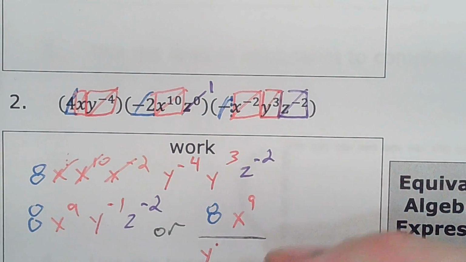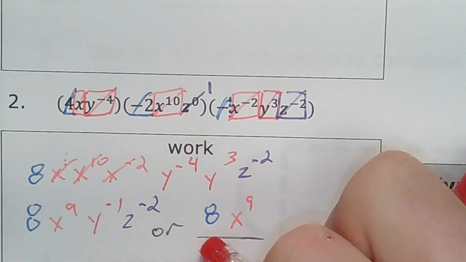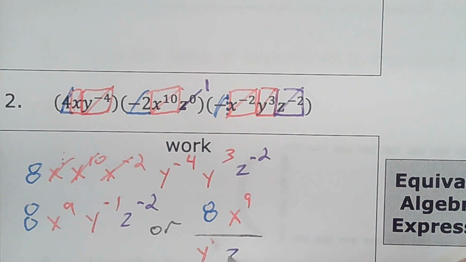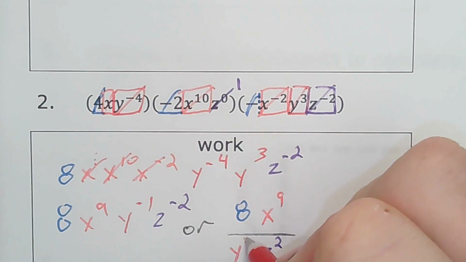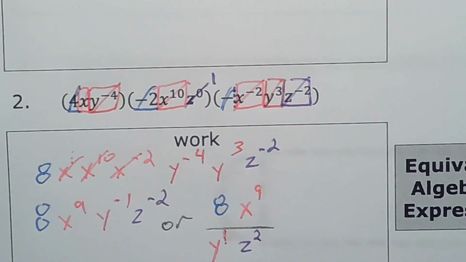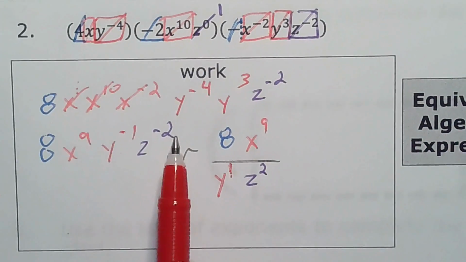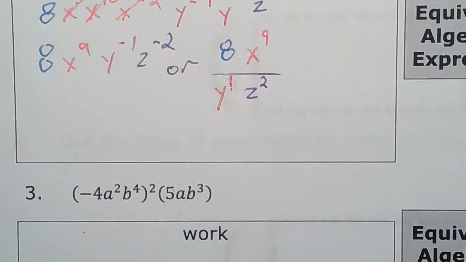Okay, you could write that as a 1, or you could just leave it as y. Okay, and then this would be z squared. This is an invisible 1, so you can write it as an invisible 1 if you like. Right, so either one of these answers is acceptable. All right, moving on to the next one.